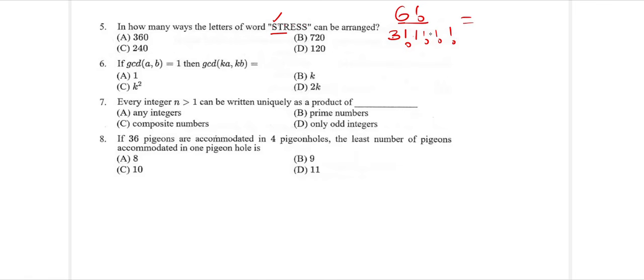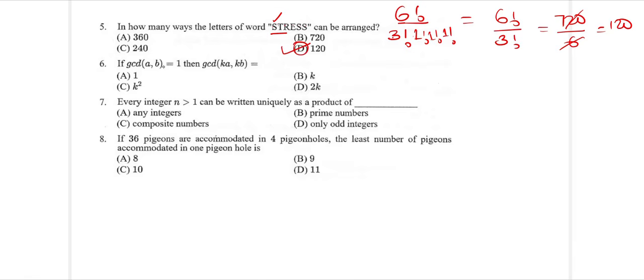So the number of arrangements will be 6 factorial by 3 factorial for S, which happens 3 times. So the total number of ways: 6 factorial is 720 and 3 factorial is 6. This goes 120 times. The answer is going to be D, which is 120.